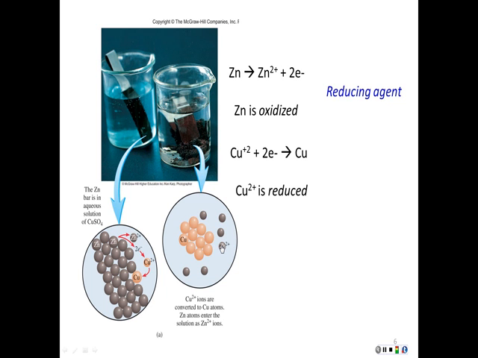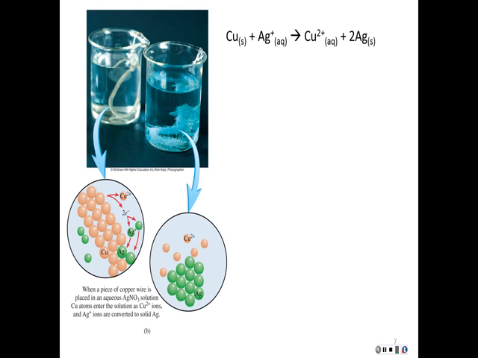The zinc, because it was oxidized, is the reducing agent, and the copper ions would be the oxidizing agent. And here's another example. This is a real interesting one. Maybe you can get your lab instructor to do this one.